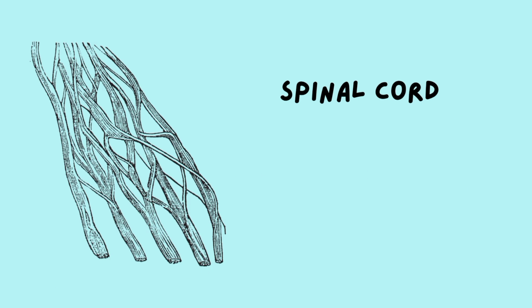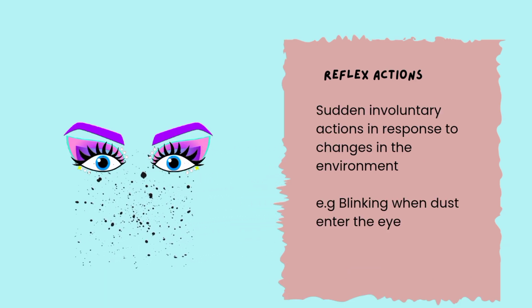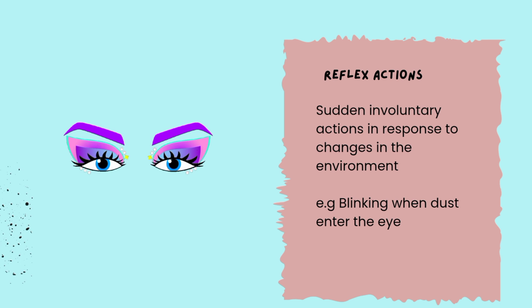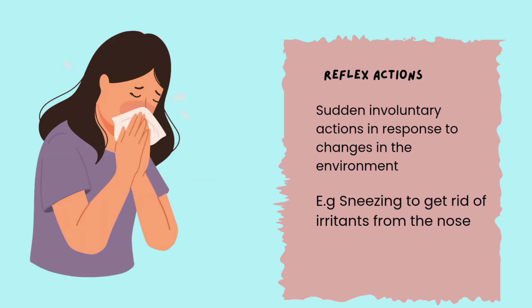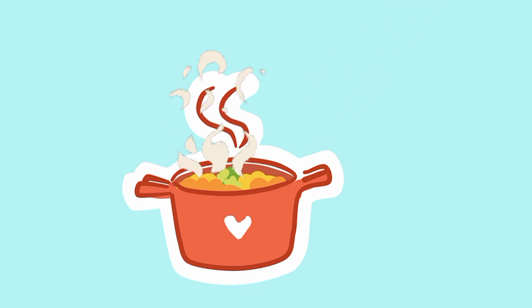The spinal cord is a thick bundle of nerves that is enclosed inside the backbone. It mainly controls reflex action. Reflex actions are sudden involuntary actions that happen in response to changes in the environment. They are automatic responses that happen without thinking, like pulling our hands away from a hot object.